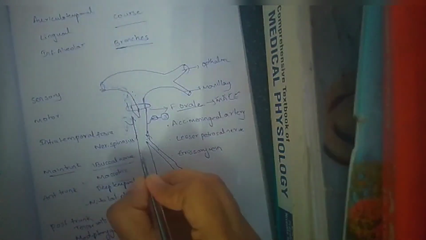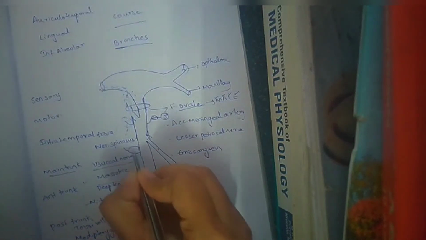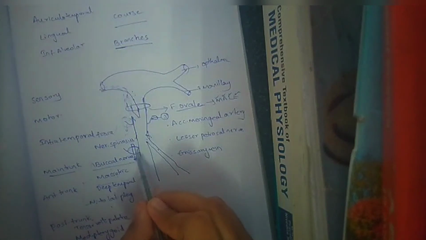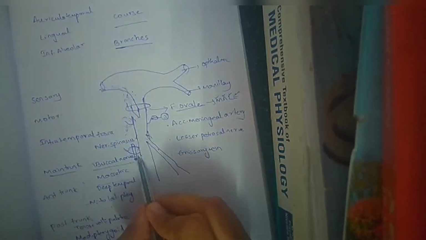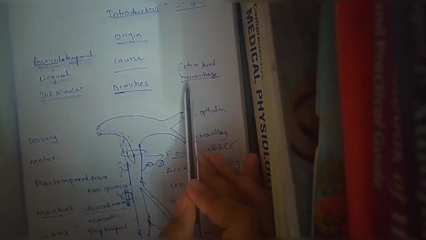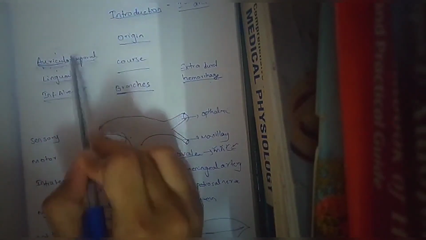Auriculotemporal nerve arises by two roots which enclose the middle meningeal artery. This middle meningeal artery is very important in clinical surgery because in road accidents the commonest artery injury is to the middle meningeal artery. In that case, extradural hemorrhage occurs. Auriculotemporal nerve supplies both the auricle region and the temple region.